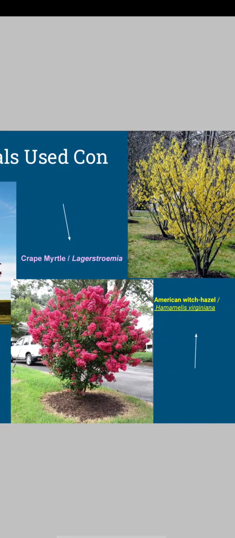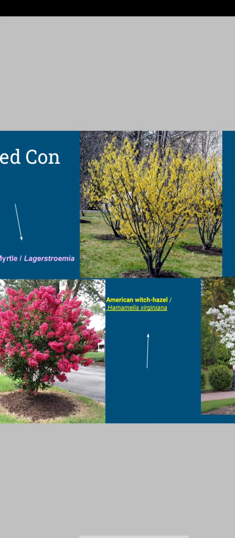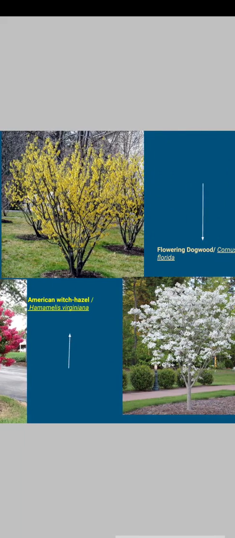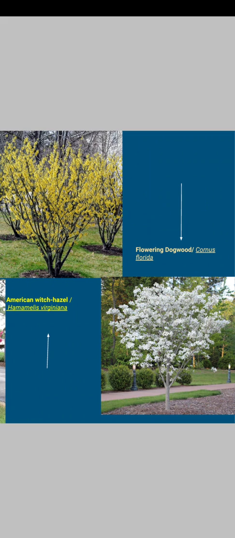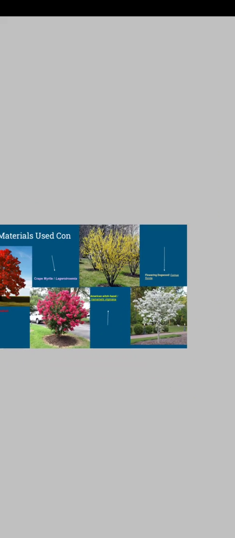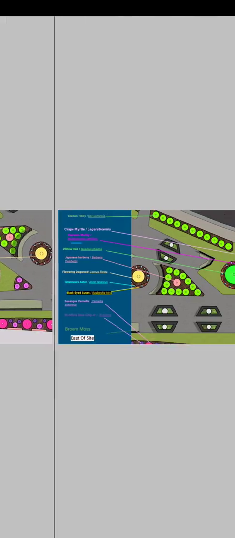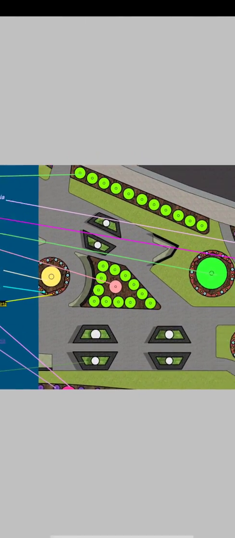I decided to keep some crepe myrtles, and I think I actually expanded upon the usage of them because they're just nice trees and they are aesthetically beautiful. I added American witch hazel because I like the yellow color and how it pops. Dogwoods just so the room itself within the seating areas can be differentiated.